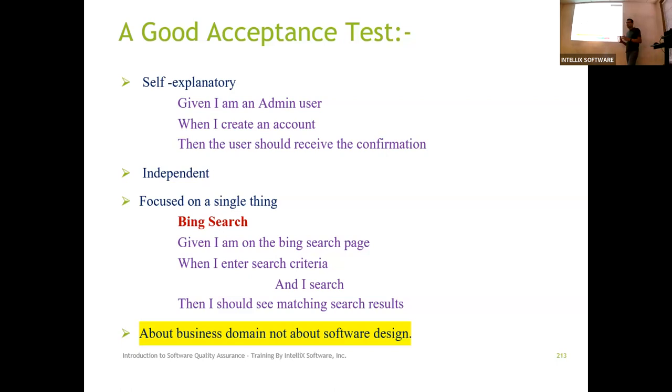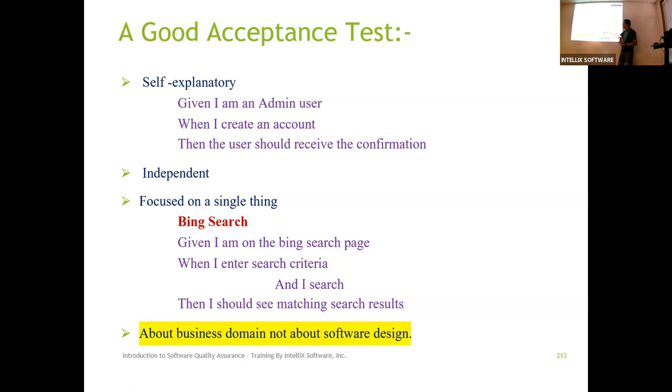So who is doing the work? We talked about who is doing the work and what action they are doing in the when. So all the actions need to go in the when. Then, what is the result that I'm expecting for this action? Same thing, focused on a single thing. Here is an example of Bing search. Given I am on the Bing search page, when I enter search criteria and I search, then I should see matching search results. It's simple, there is no complexity here.